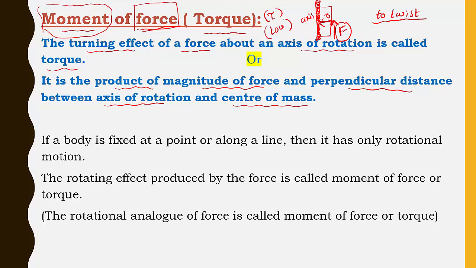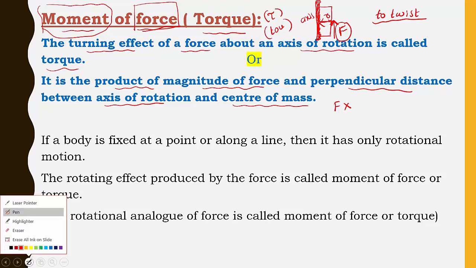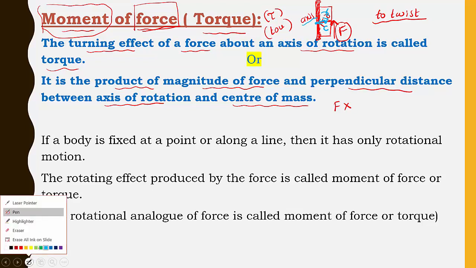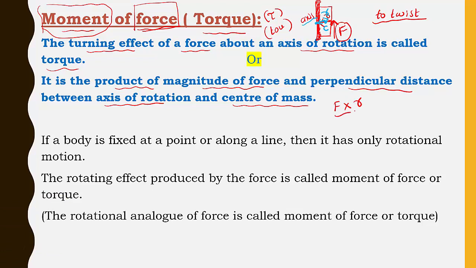F force is applied. F into, product means multiplication, magnitude of force and perpendicular distance between axis of rotation and center of mass. So we can consider that at one end of the door there is an axis of rotation. This is the axis. From the axis of rotation to the center of mass, let us consider the geometric center itself as the center of mass. So this distance is taken as r. So we can write F into the perpendicular distance, which we write as r.